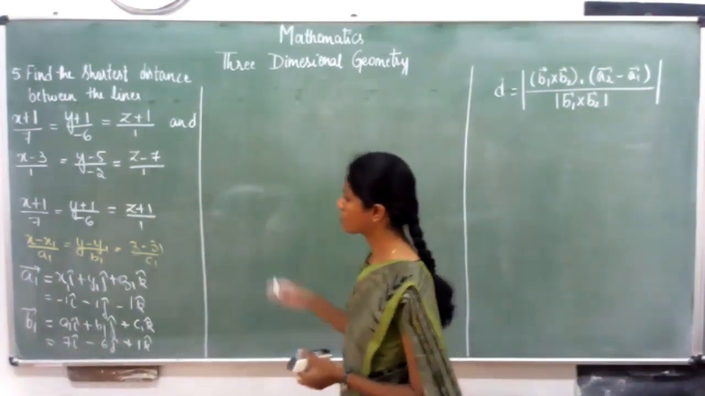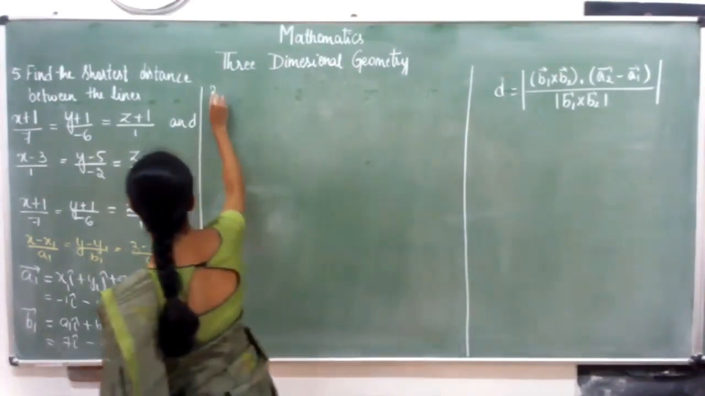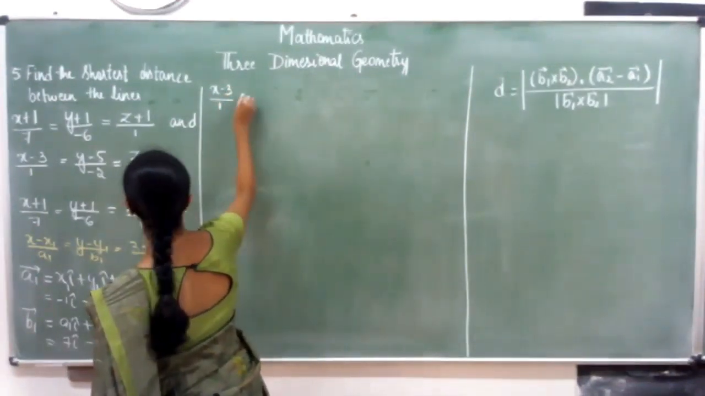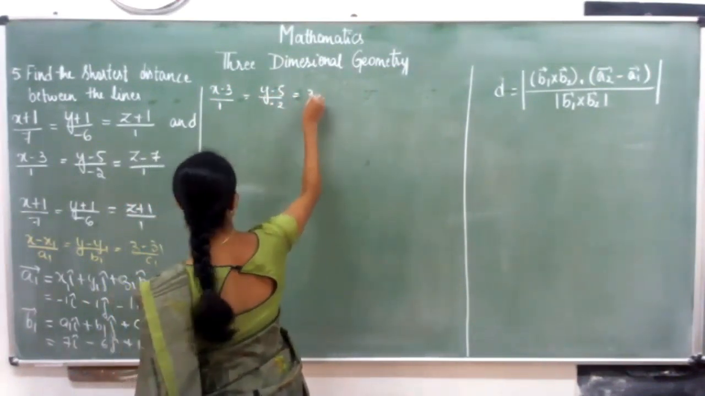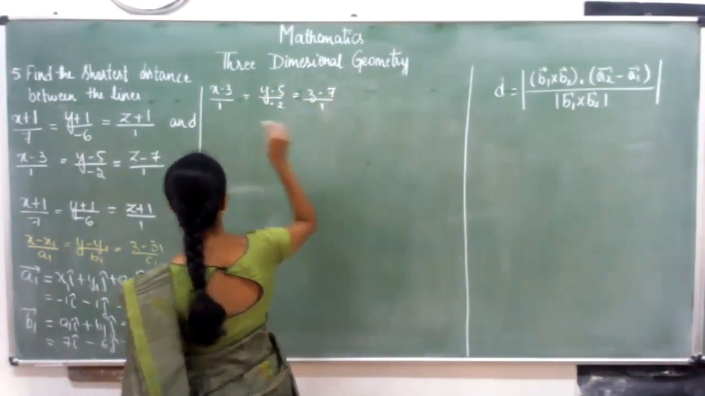So now let us take up the second equation. The second equation is x minus 3 by 1, which is equal to y minus 5 by minus 2, which is equal to z minus 7 by 1.